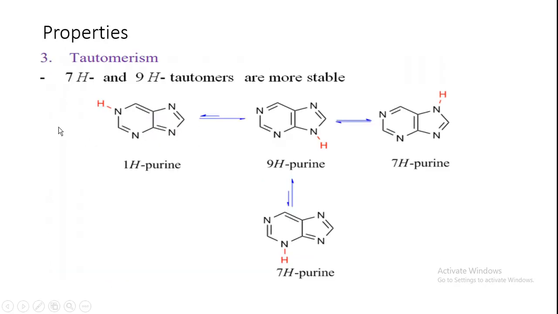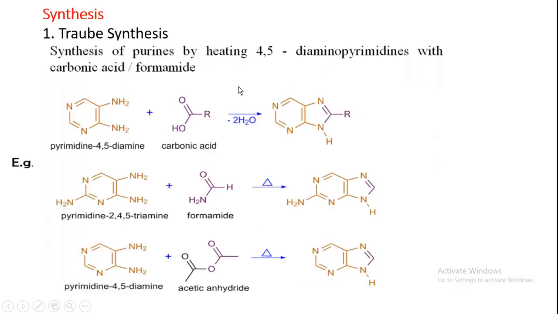Next property, it shows tautomerism. So there is a change of position of hydrogen. 7H and 9H tautomers are more stable. Here you see hydrogen is placed on the 9 nitrogen, that is 9H, and then 7H purine. So 7H and 9H can be interchanged easily. That is why 7H and 9H are known to be more stable.